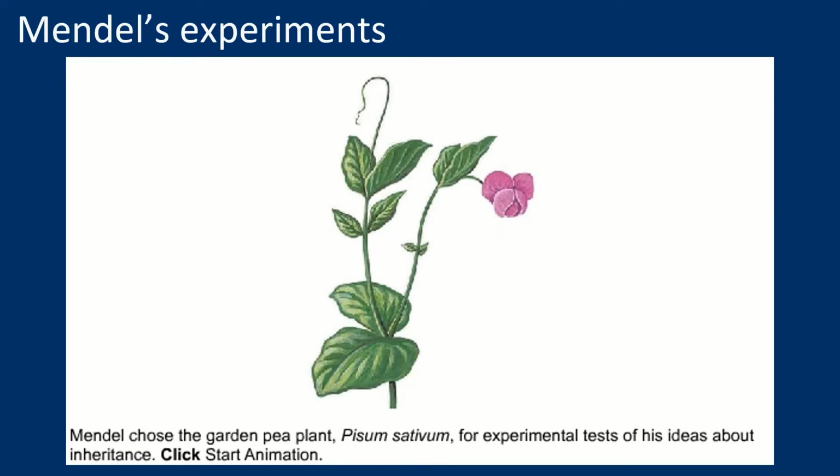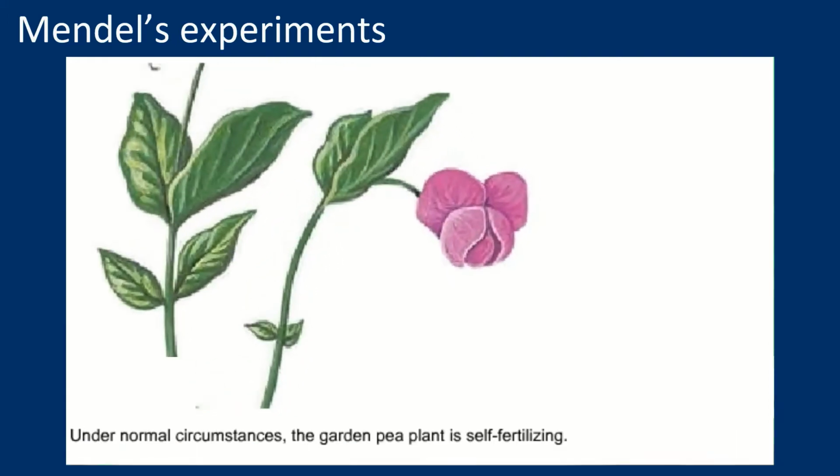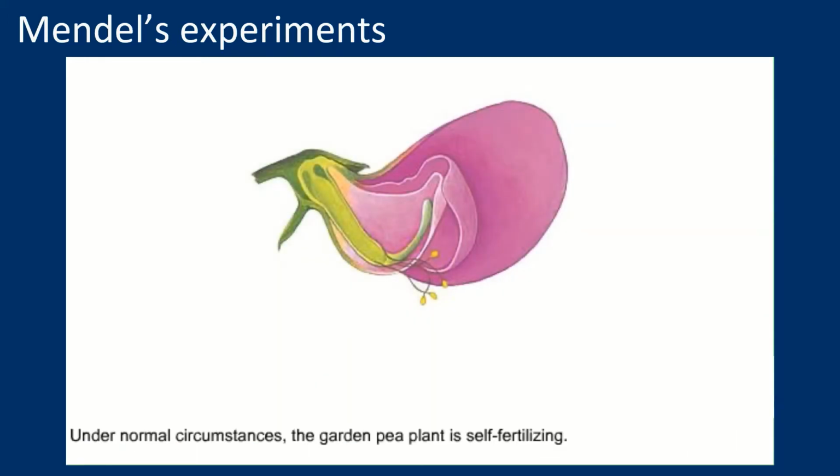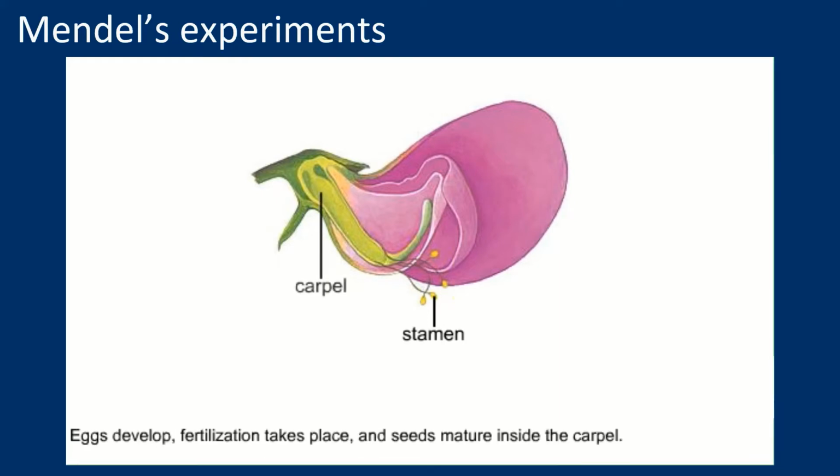Mendel chose the garden pea plant, Pisum sativum, as mentioned earlier, for experimental tests of his ideas about inheritance. Under normal circumstances, the garden pea plant is self-fertilizing. The cross-section shows the gamete-forming structures. Sperm-producing pollen grains form in the stamens. Eggs develop, fertilization takes place, and seeds mature inside the carpel.